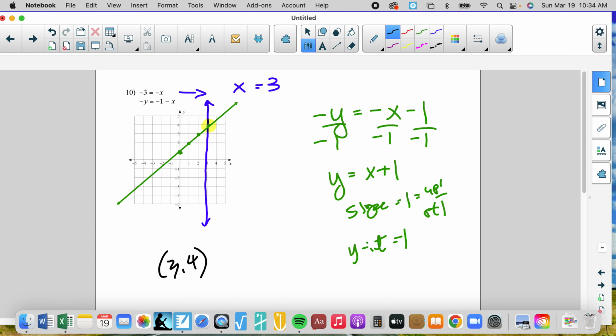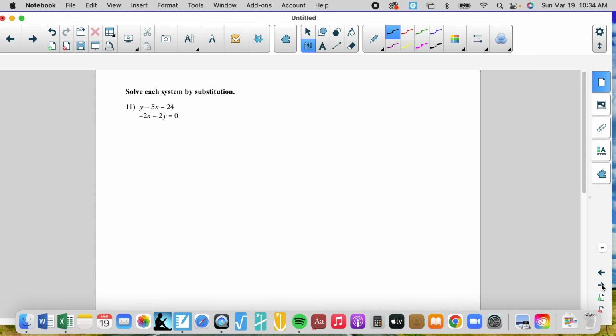If I plug in 3 for x, that gives me -3. So -3 equals -3. If I plug into the bottom equation, I get the opposite of y, which is -4 equals -1 minus 3, which is -4. So it checks correctly. All right, that was graphing.